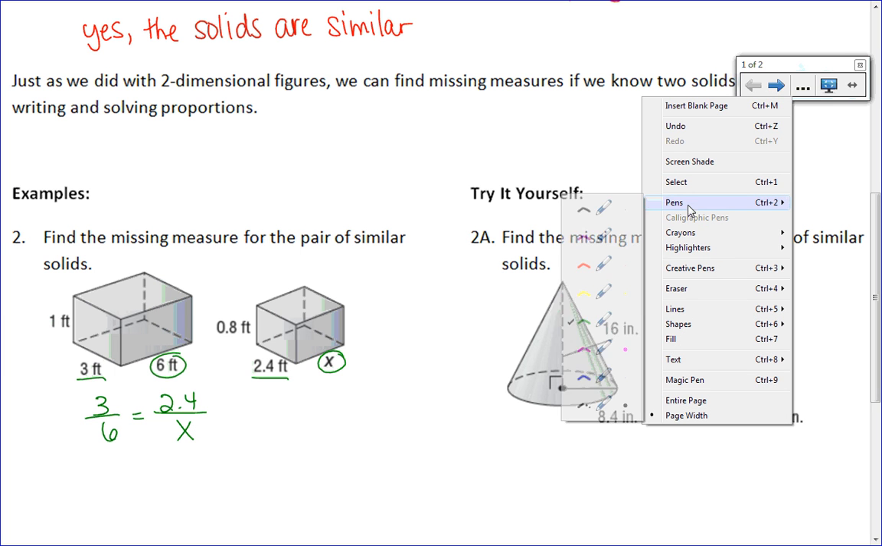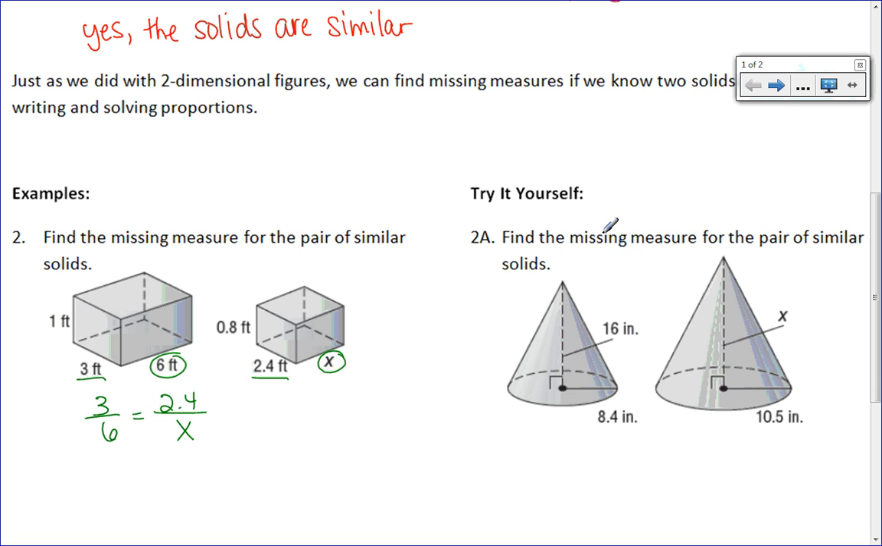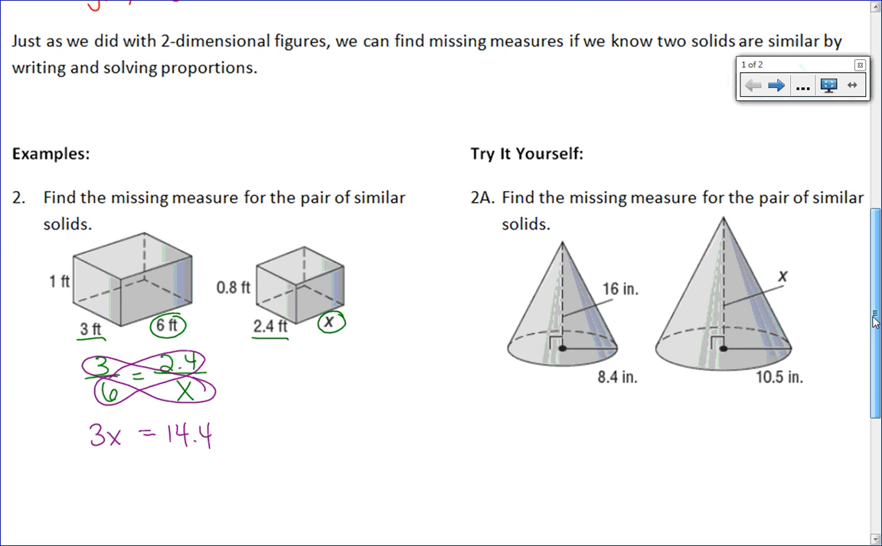Okay, and remember again with these we will use cross products to solve them. So here we have 3 times x is 3x equals 6 times 2.4, which is 14.4. And then, just like a regular equation, to get rid of the 3, we'll divide both sides by 3. And we get x is equal to 4.8.